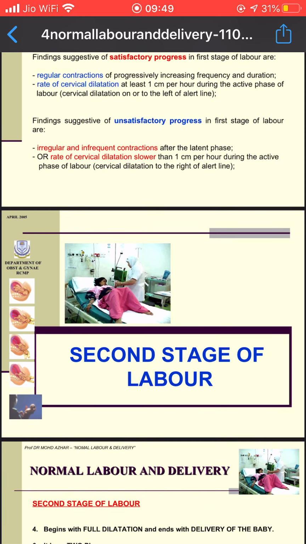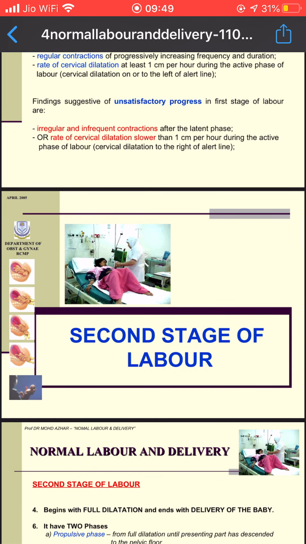When do you say it is unsatisfactory progress? When there are irregular and infrequent contractions after the latent phase, or the rate of cervical dilatation is less than 1 centimeter per hour during the active phase of labor.